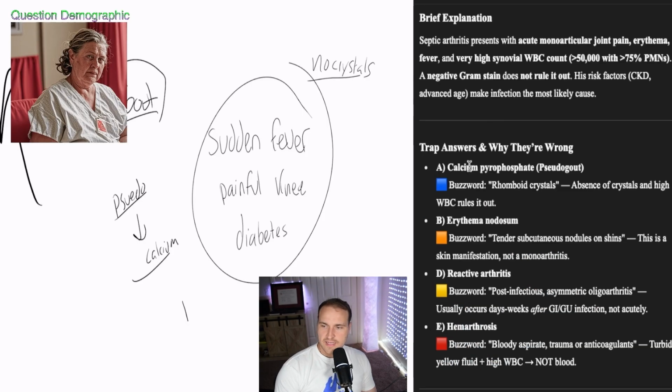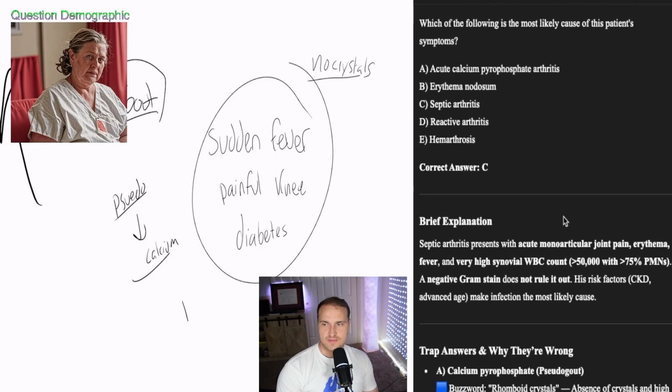Calcium pyrophosphate is pseudogout, with rhomboid crystals. Erythema nodosum would have nodules on the shins, a skin manifestation. Reactive arthritis is post-infectious, an asymmetric oligoarthritis after some sort of infection, and it's not going to be as acute. Hemarthrosis would give a bloody aspirate. Septic arthritis can actually destroy a joint in about 48 hours. They'll present with acute, red, hot joint pain, and also some systemic signs like fever.